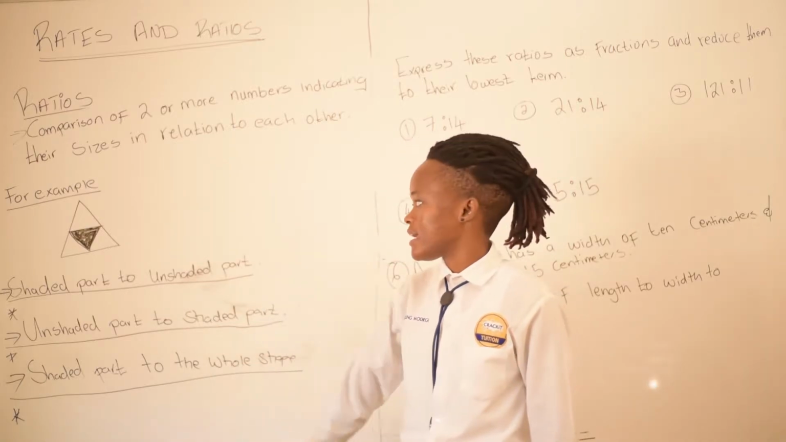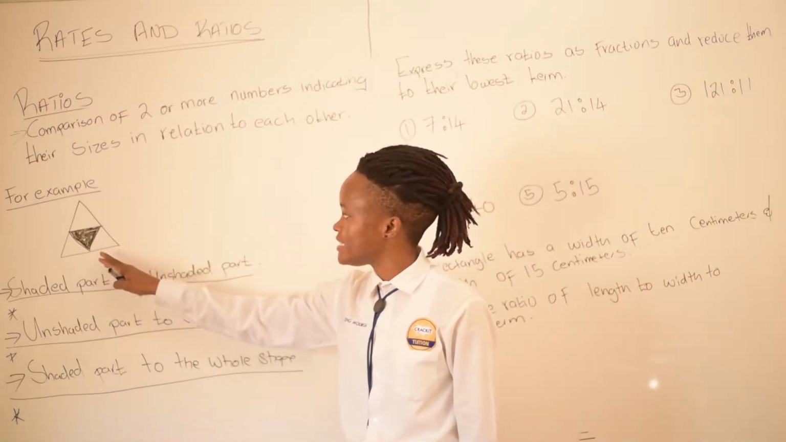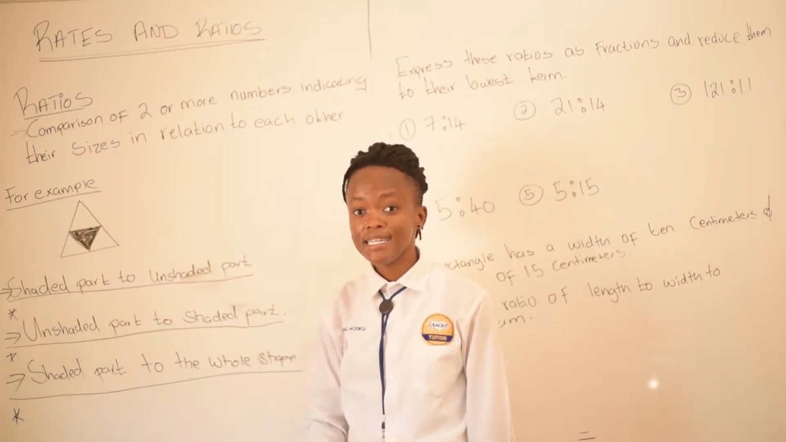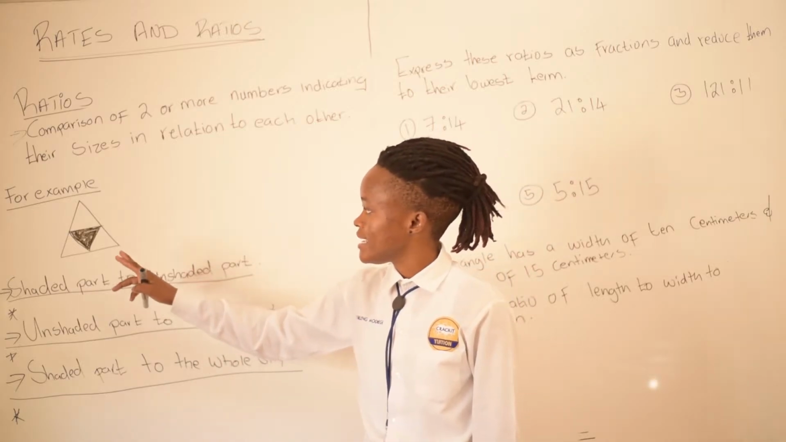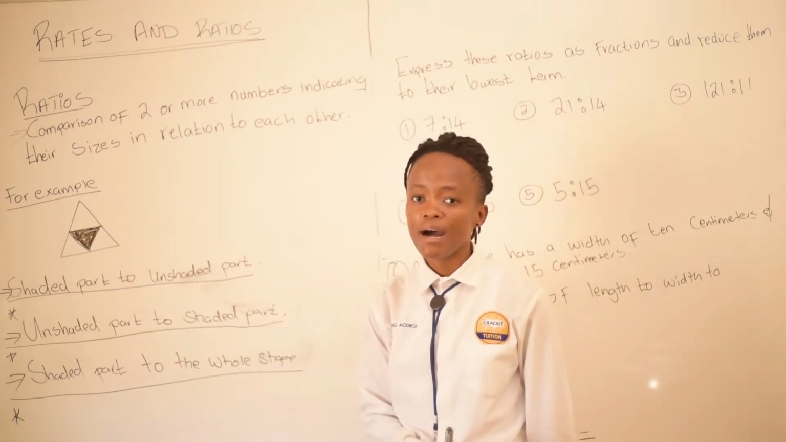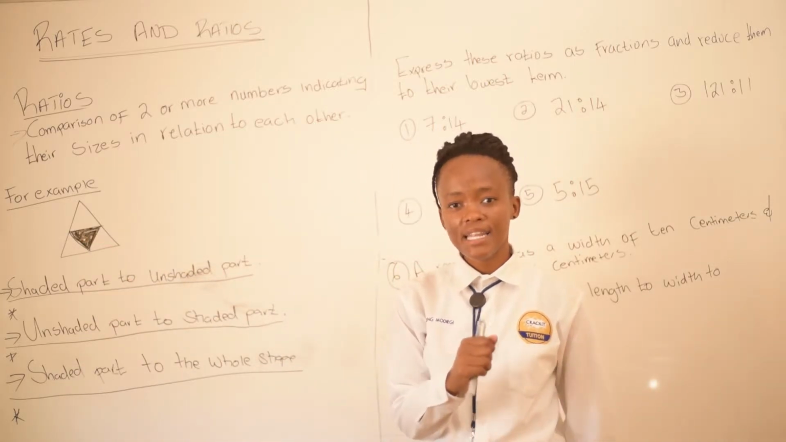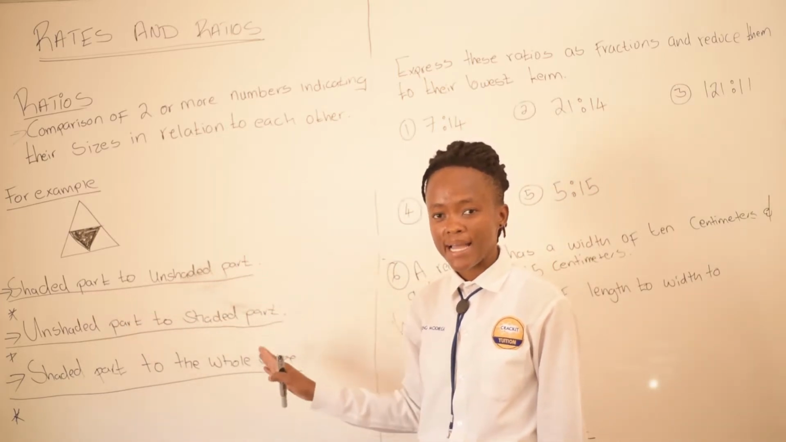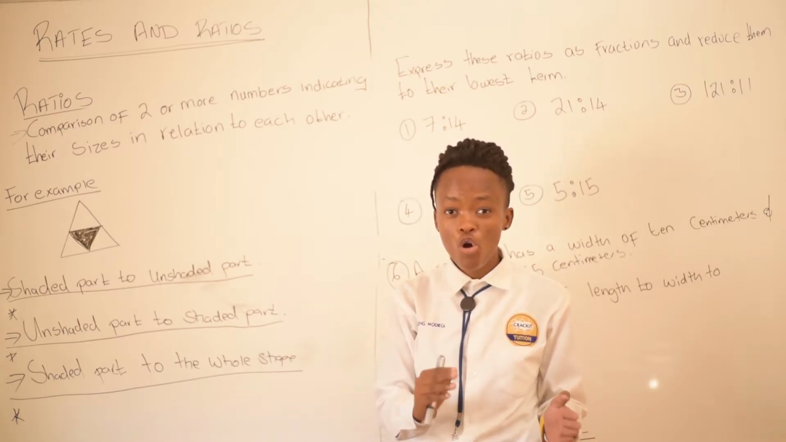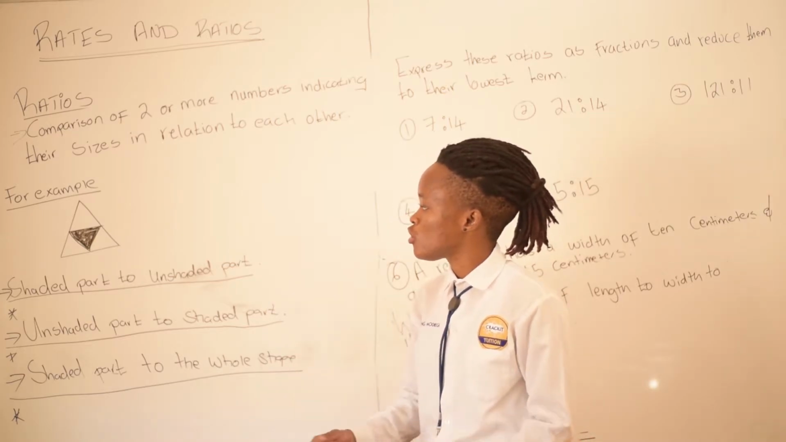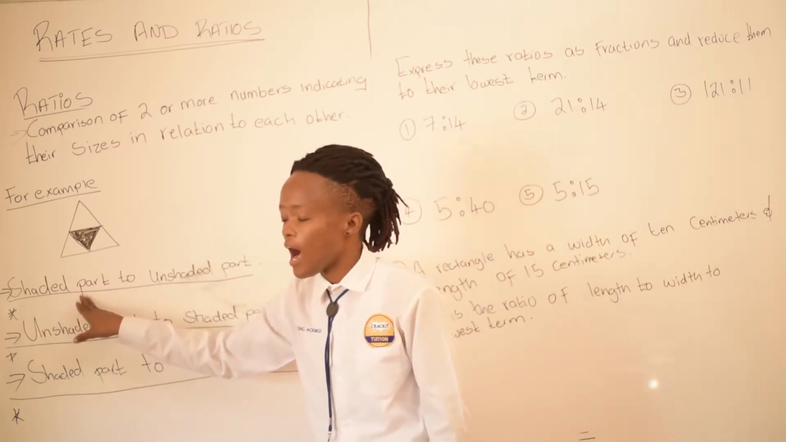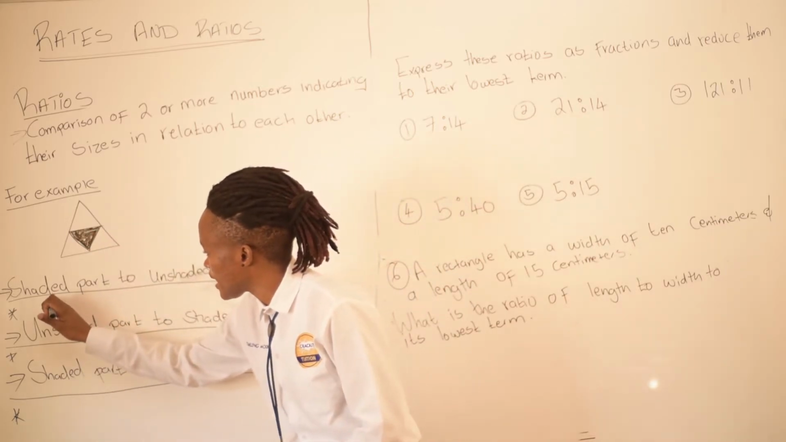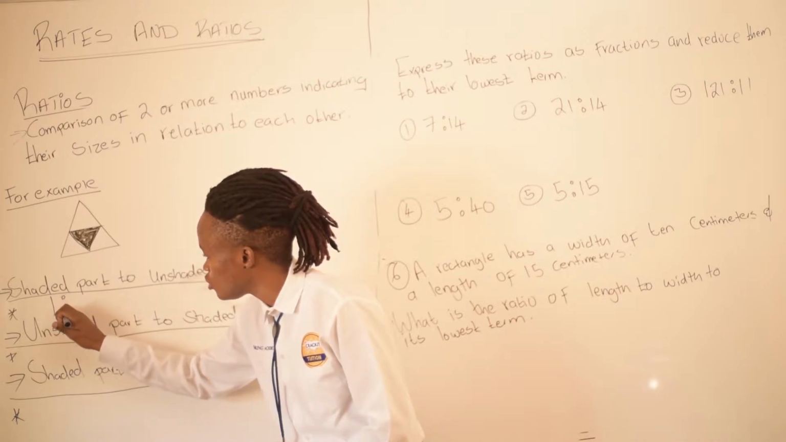Let's say you have a triangle which had 4 sides. 3 sides are unshaded and 1 side is shaded. And the question asks, what is the ratio of the shaded part to the unshaded part? Shaded part to unshaded part. So let's look at the shaded part. How many parts are shaded? It's 1.